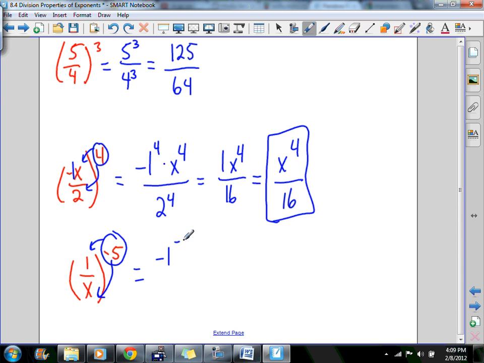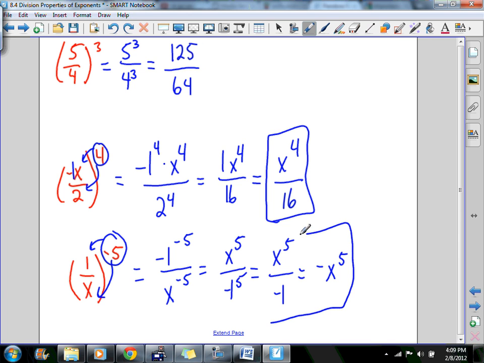Negative 1 raised to the negative 5th over x raised to the negative 5th. We flip both of them. We get x to the 5th over negative 1 to the 5th, which gives us x to the 5th over negative 1, which is the same thing as negative x to the 5th. Either one of these final two would have been okay with me. All right, questions, ask me. Okay.